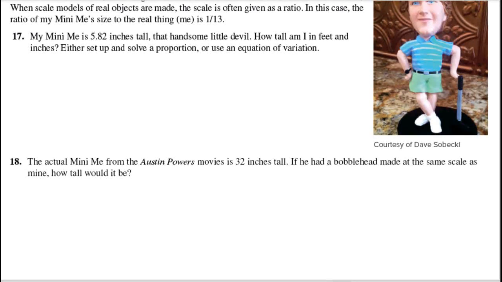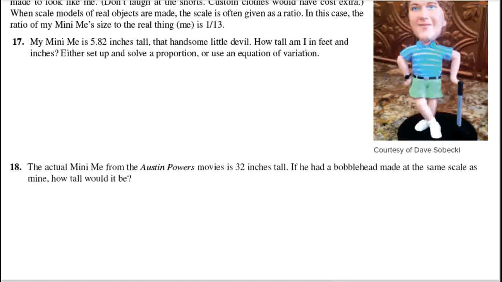Okay. So somebody gave the author his own bobblehead doll. He calls that Mini-Me. So it's a 1/13th scale model. That means 1 unit on the doll is 13 units on the person. So how tall am I in feet and inches? Okay. Either set up a proportion or use an equation of variation. So 2 ways to do this.